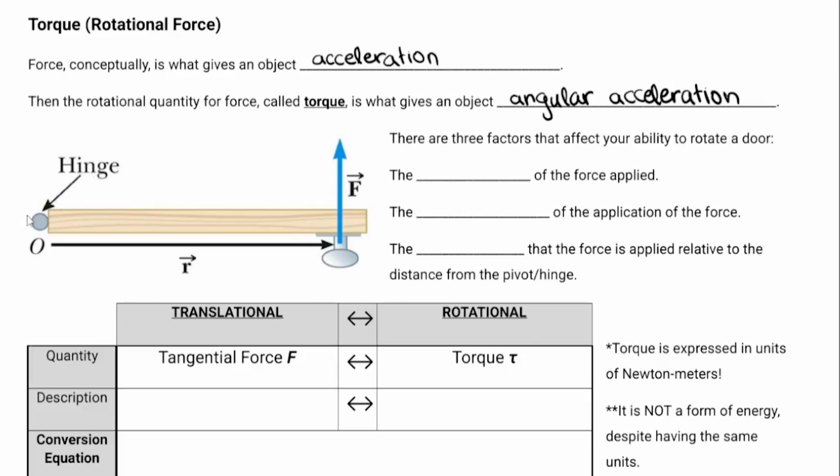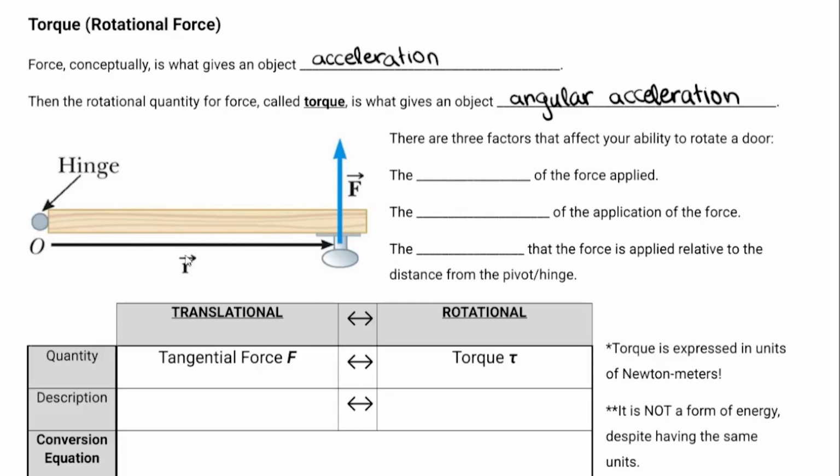So I'm going to use this example here of a door, and I want to highlight three key indicators. So first off, we've got this hinge. Most things in rotation are going to rotate about some central hinge. So that's this thing right here. Next is this distance r.